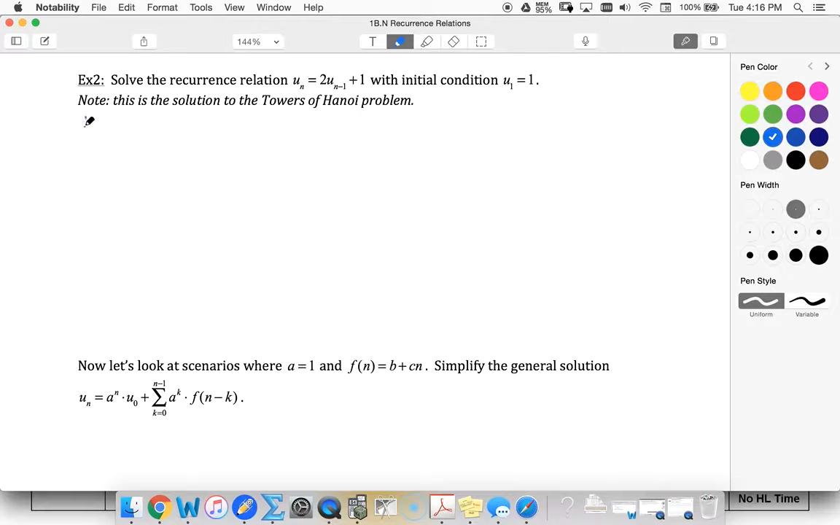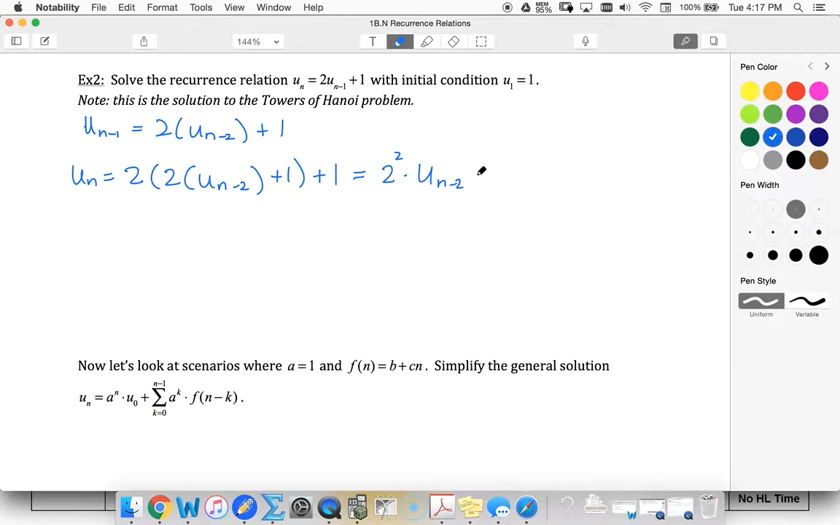I'm going to note that u sub n minus 1 would be equal to 2 u sub n minus 2 plus 1. That means my u sub n is going to be 2 times u sub n minus 2 plus 1, plus 1. Okay, I could continue this or expand this. I would get 2 squared times u sub n minus 2 plus 2 plus 1.